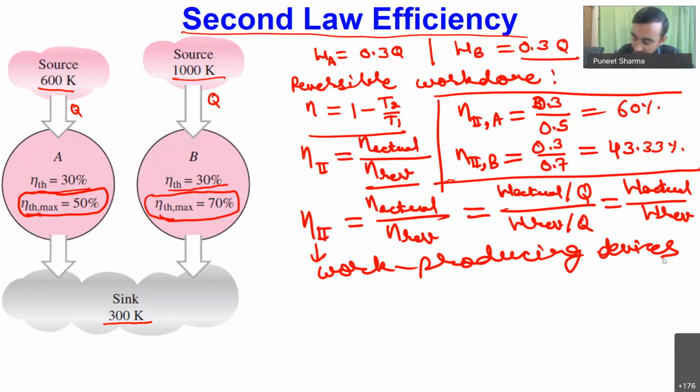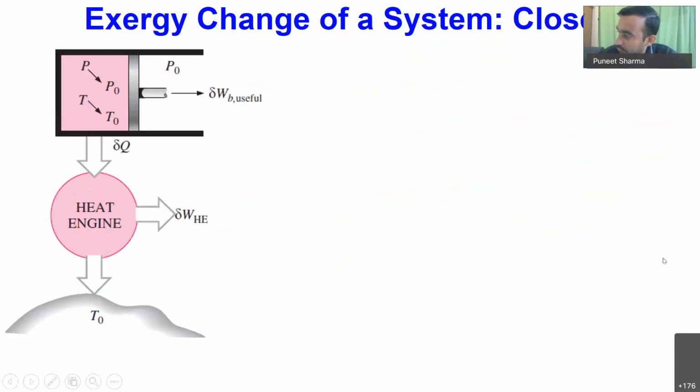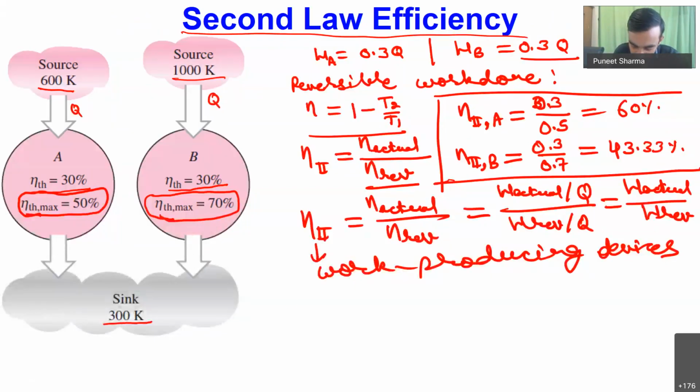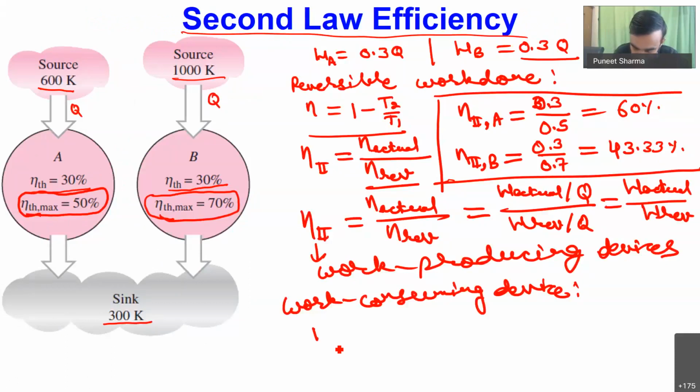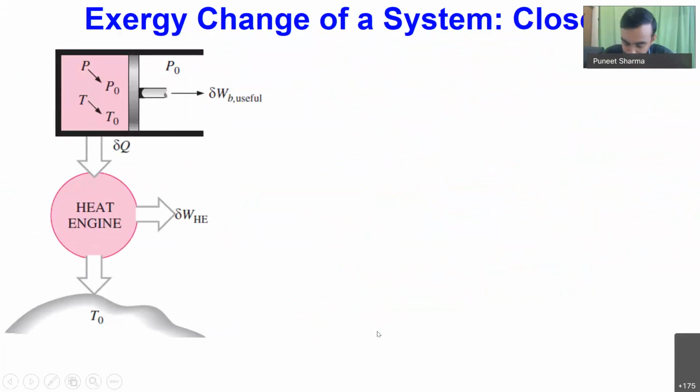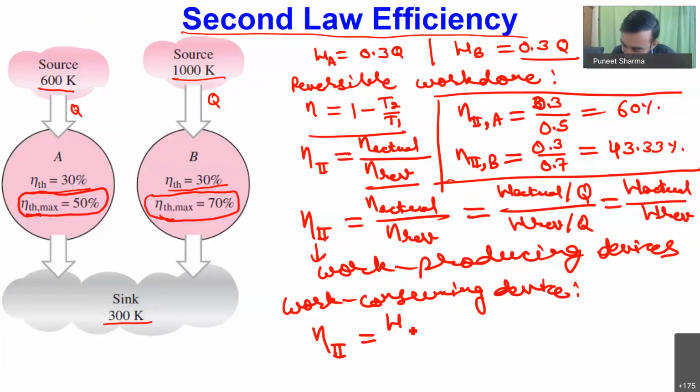And if we have a work consuming device, what will happen? Reciprocal. Yes, it will be reciprocal. So in case of a work consuming device, second law efficiency will be equal to W reversible, because reversible work will be less, divided by W actual.